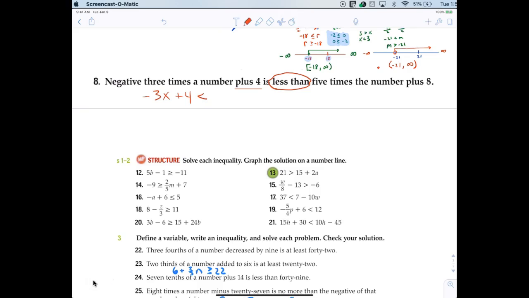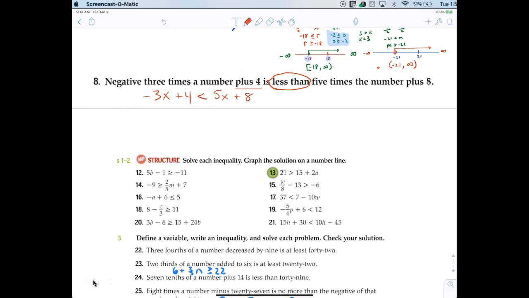Super easy. If you can solve an equation, you can solve inequalities. There's just one rule you have to remember: when you multiply or divide by a negative, you have to change the sign. All right, so less than 5 times the number. How do I represent 5 times the number? Just 5x, right? And then what? Plus 8. That's what I want you to write down.